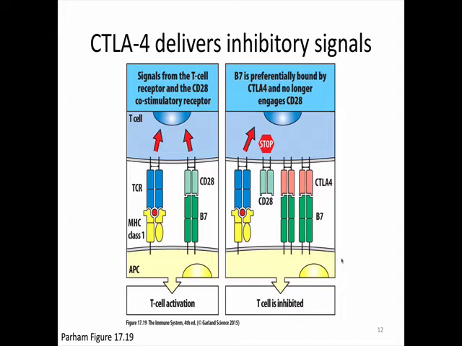CD28 will no longer bind to the B7s. And this will lead to a stop signal in the cells. And so our cell will now be turned off and inhibited. And so this is a pretty nice system. Basically, as soon as our cell gets turned on, it immediately also puts an off switch on its surface so that it can be turned off and we don't have to worry about excess activation.